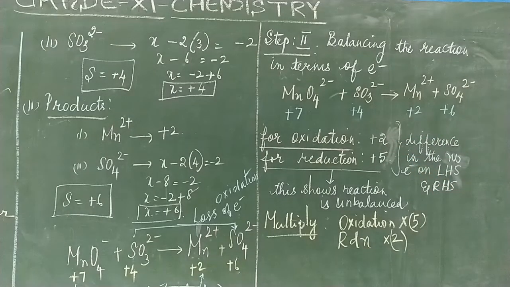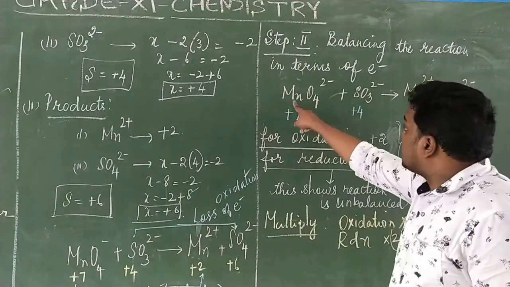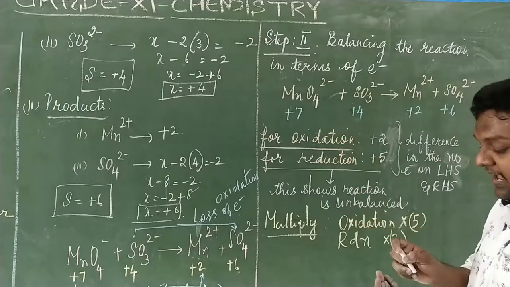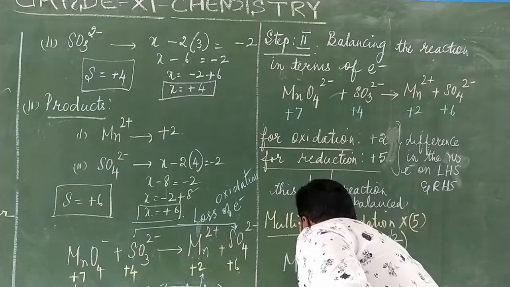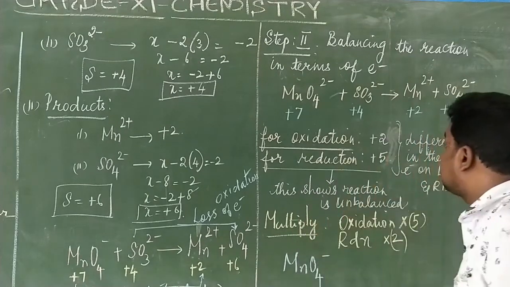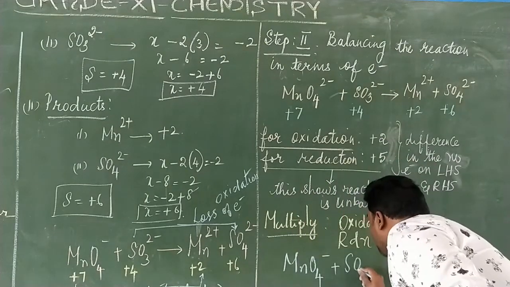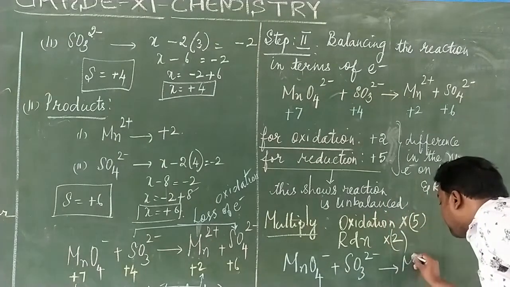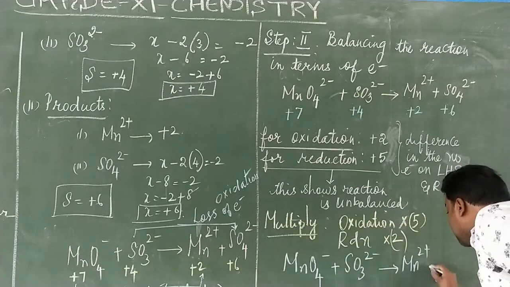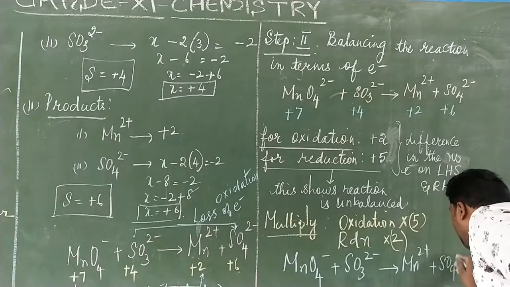So overall reaction, now we will see. So reduction, which is reduction of MnO4. So again write the equation so that you can understand. That is MnO4 minus plus SO3 2 minus gives Mn2 plus and SO4 2 minus.